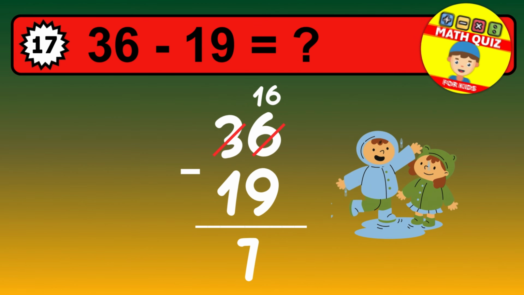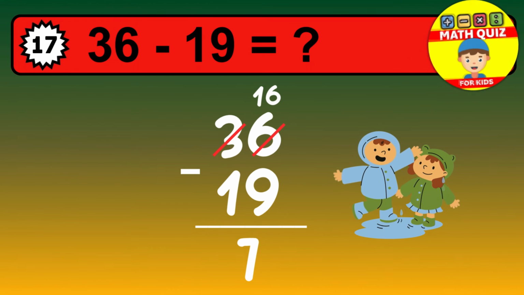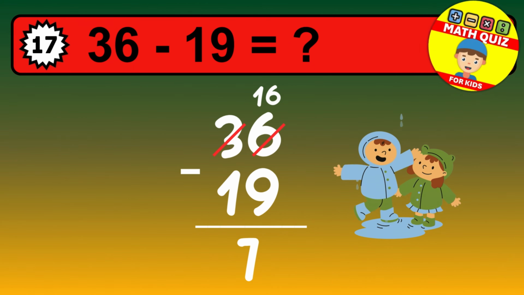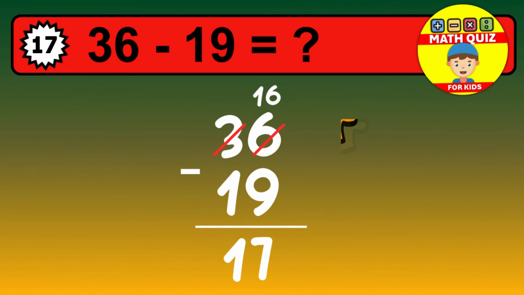Now we subtract. 16 minus 9 is 7. Then we go to the tens. 2 minus 1 is 1. The final answer is 17.